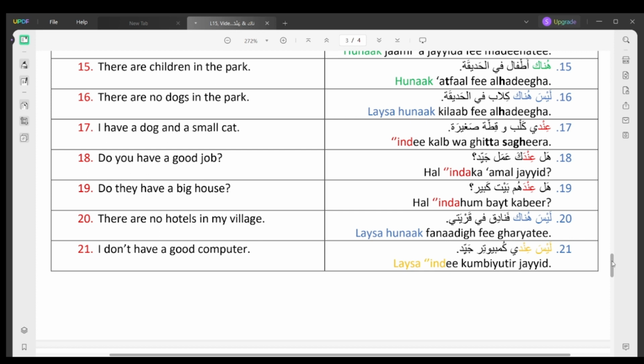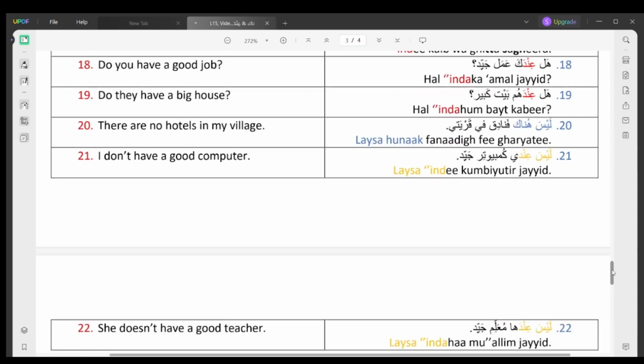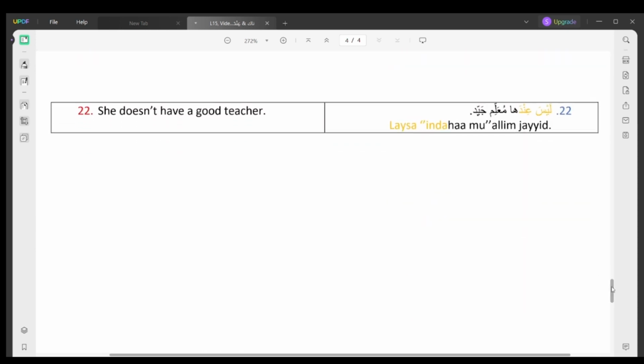Number 21. I don't have a good computer. ليس عندي كمبيوتر جيد. And number 22. She doesn't have a good teacher. ليس عندها معلم جيد.